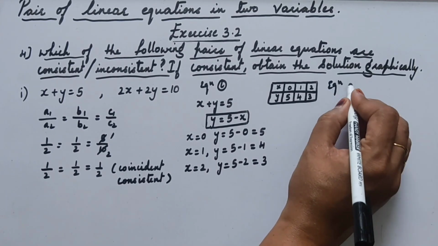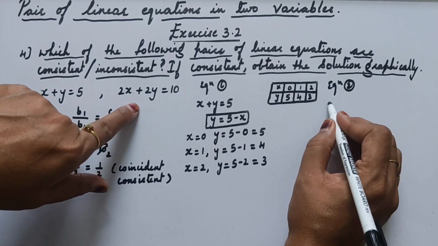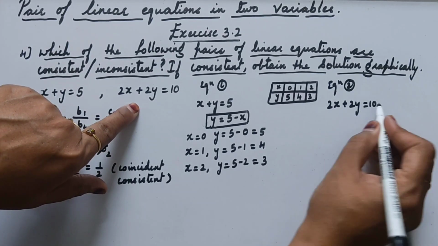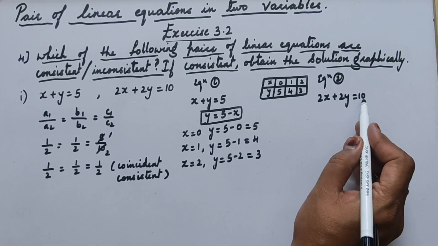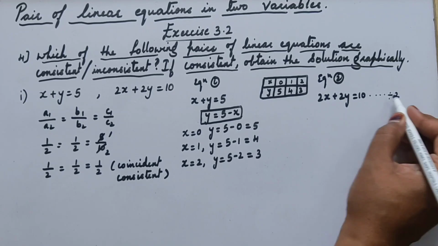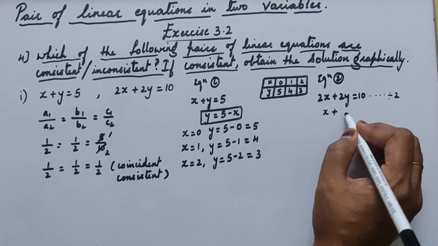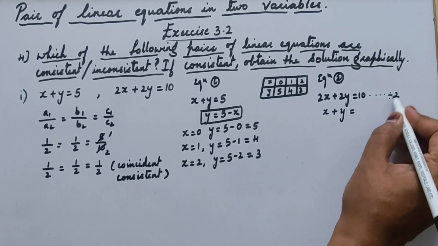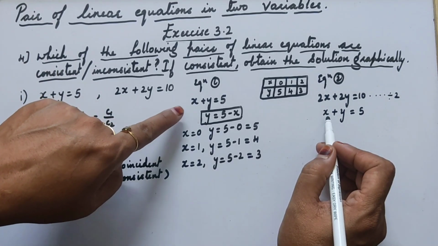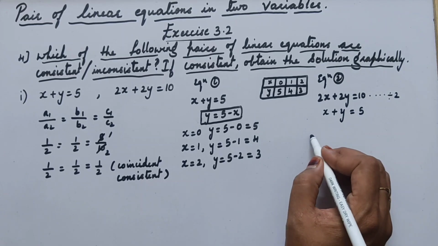Now equation 2. In equation 2 I have got 2x plus 2y equal to 10. These numbers, 2 to 10, are divisible by 2, right? So if I divide this with 2, I am going to get x plus y, the 2 gets cancelled, 2 ones are 2, 2 fives are 10, right? So this is same as equation 1, students. Can you observe this? Yes. So I am going to get the same solution table.